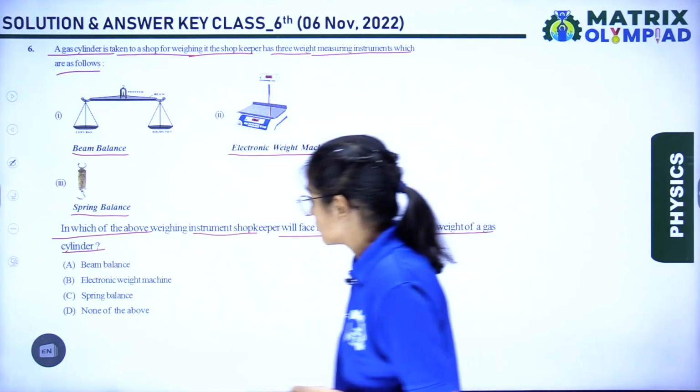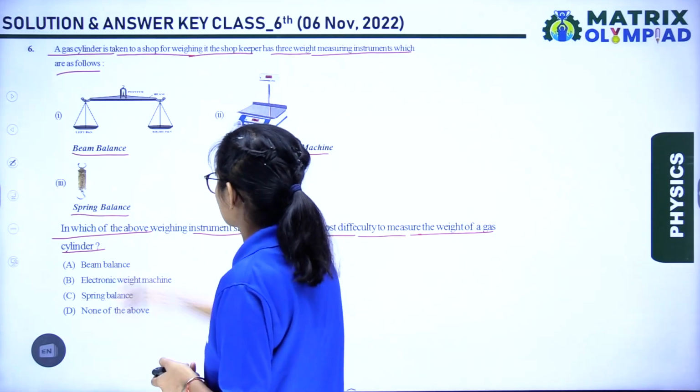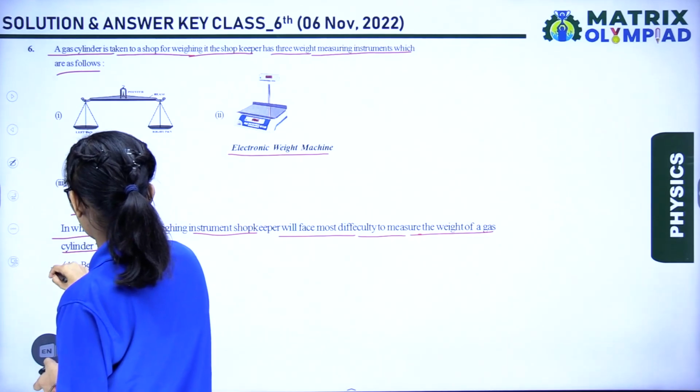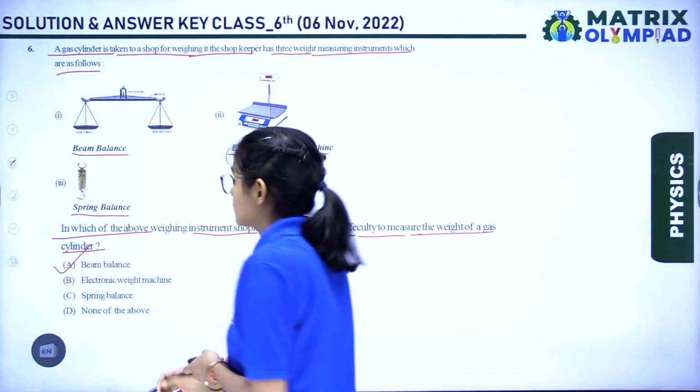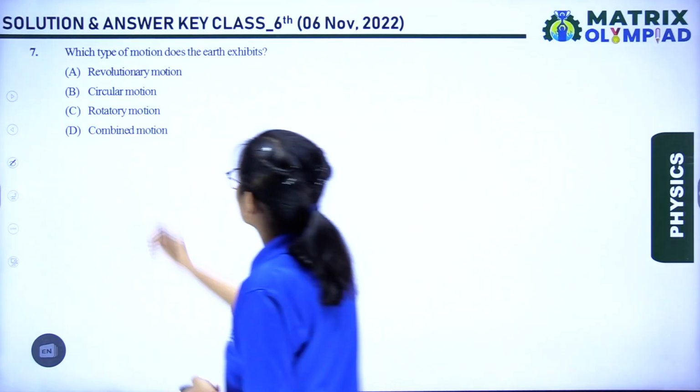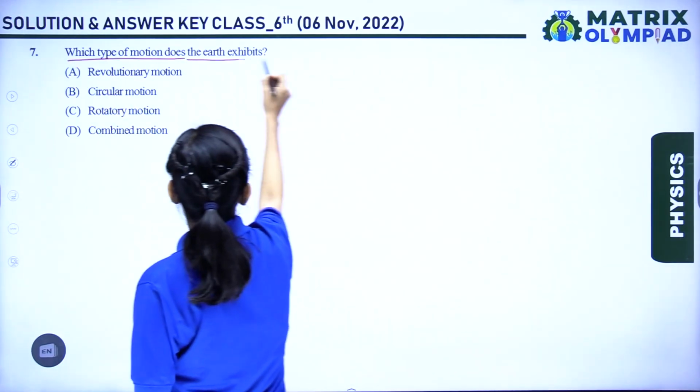So, in which one will it be more difficult? In beam balance. So, for the sixth question, our answer will be option A. Now, let's come to question number 7. Which type of motion does the earth exhibit?